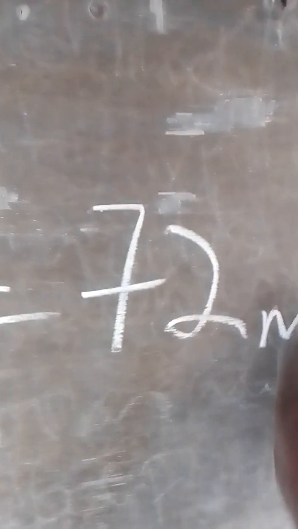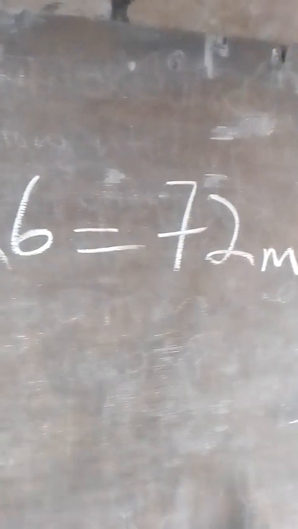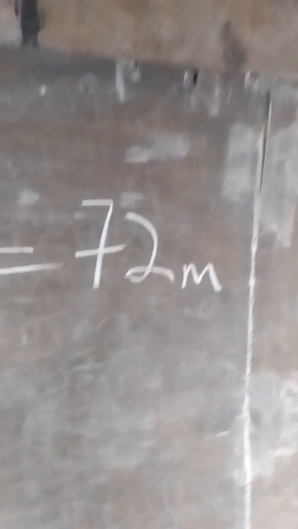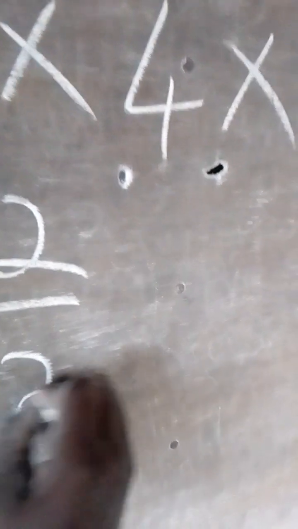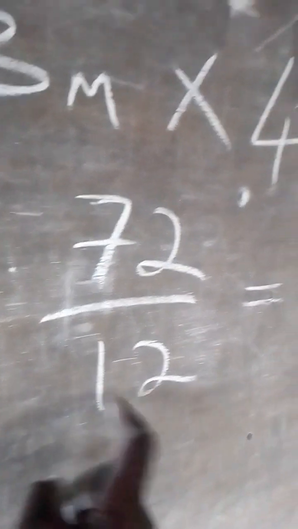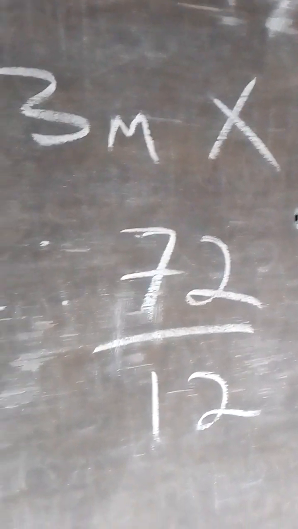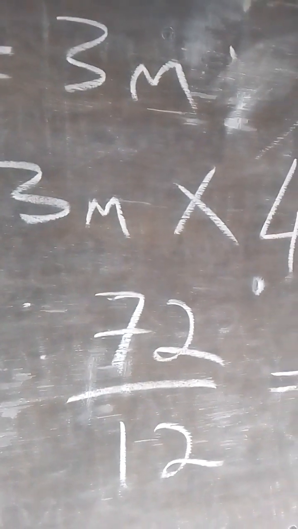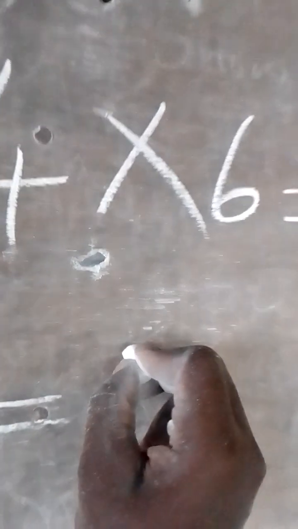72 meters. That's what our calculator says. Now, once you get this 72 meters, take note that the length of one rod is 12 meters. Therefore, to know the number of lengths in these 72 meters, you do 72 divided by 12. This represents the length of one rod, that is 12 meters, which, let's use our calculator, is 6.